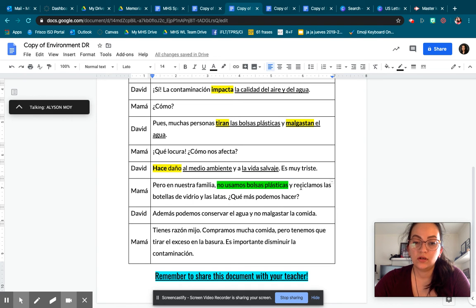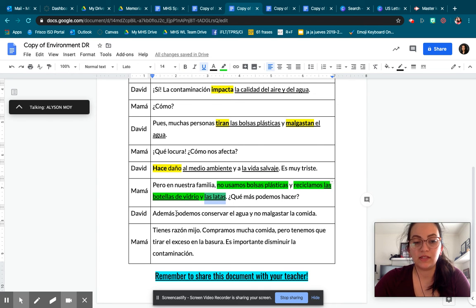So I'm going to highlight that too. Las botellas de vidrio are glass bottles, which is on our visual vocab, and las latas are cans, which is also on our vocab. So those are new vocab terms. Then the madre asks, ¿Qué más podemos hacer?